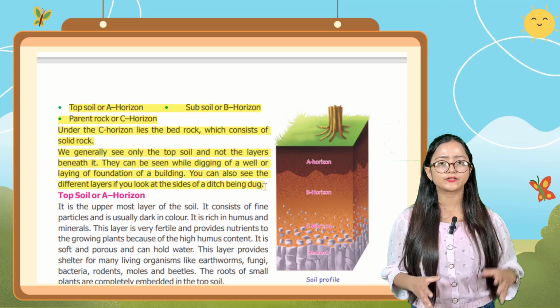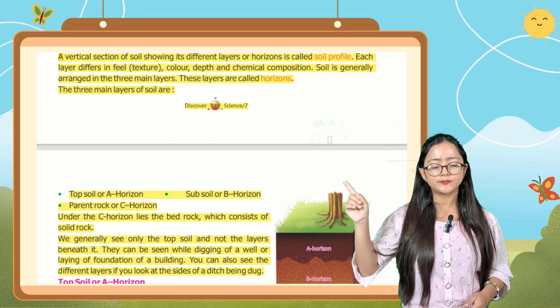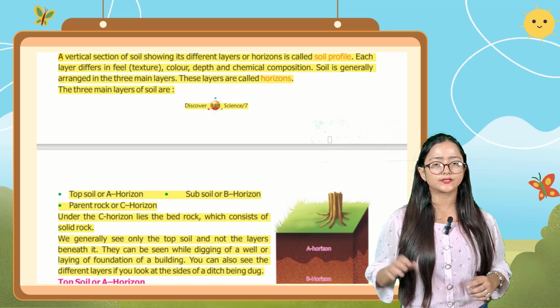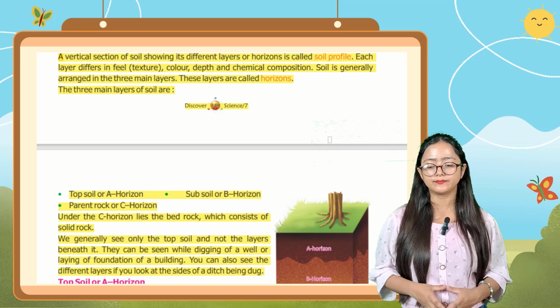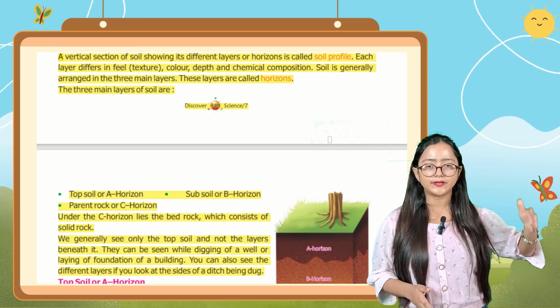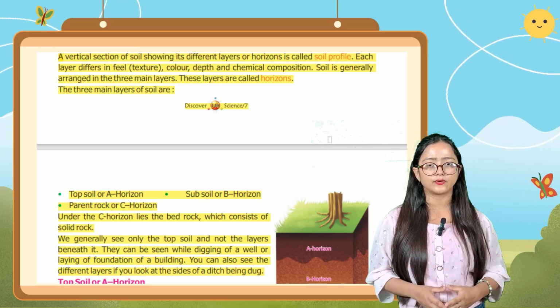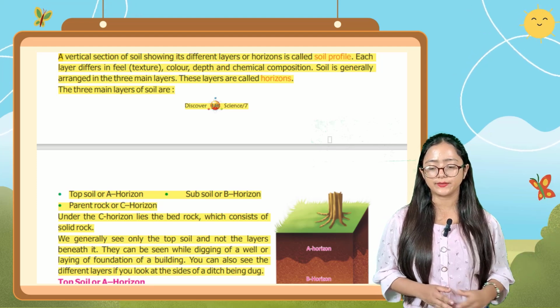So the three main layers of soil are, first one, topsoil or A horizon. It is also known as A horizon. Second one, subsoil or B horizon. And the third one, parent rock or C horizon, or it is also known as bedrock. Okay.